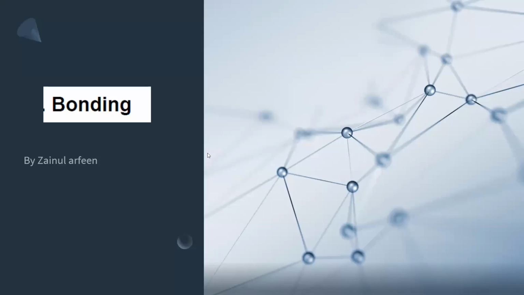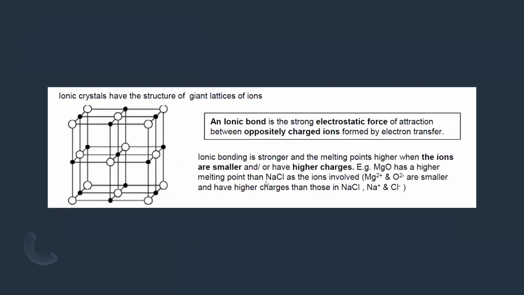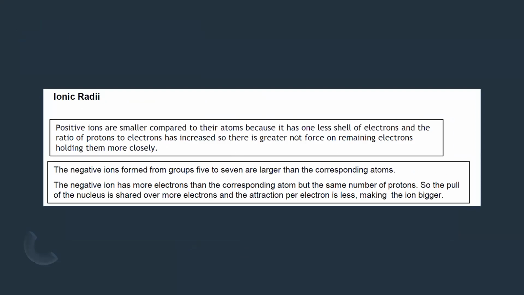So bonding and structure. In the last session, we started with ionic bonding, the bond which is formed by a complete transfer of electron between the metal and the non-metal. Metals tend to lose electrons whereas non-metals tend to gain electrons, and the electrostatic attraction between the ions is known as the ionic bond. And these ions arrange themselves in a regular pattern or structure which we call a lattice.